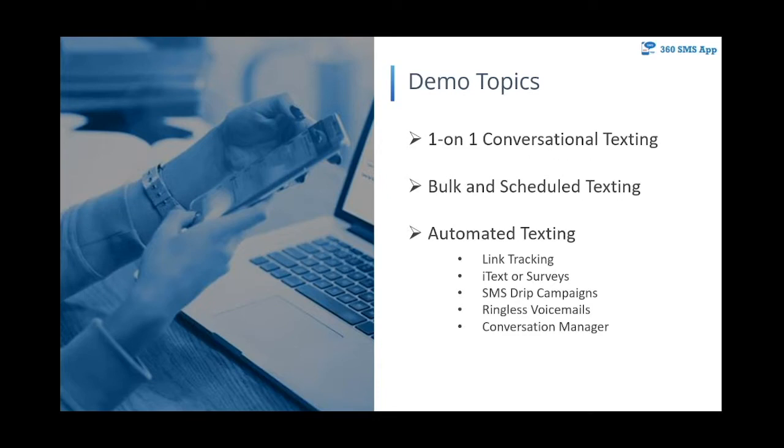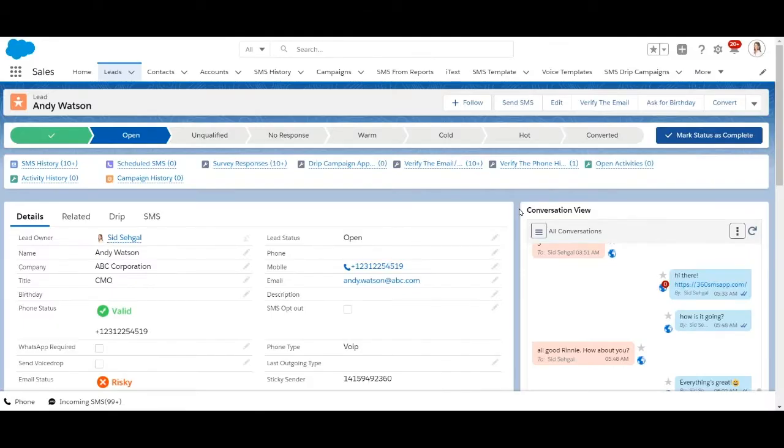Please note that 360 SMS app is compatible with Salesforce editions from Professional and above. It's optimized for Salesforce One mobile app and works perfectly on Lightning and Classic Salesforce versions. 360 SMS is supported on all standard and custom objects. For this demo, I'll be using leads. To start with, open the lead you want to send a message to.